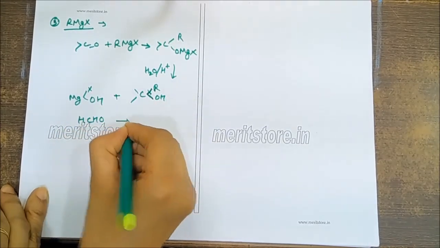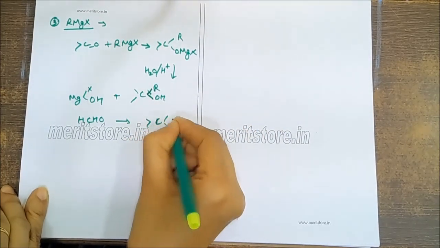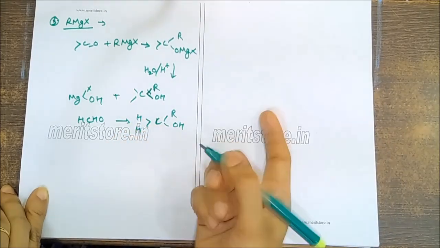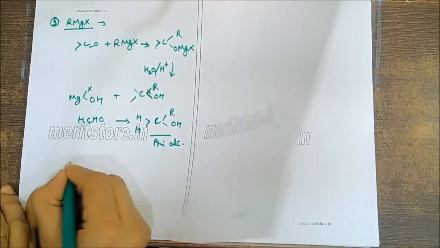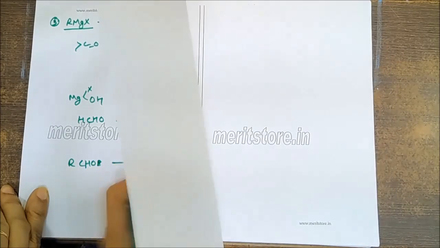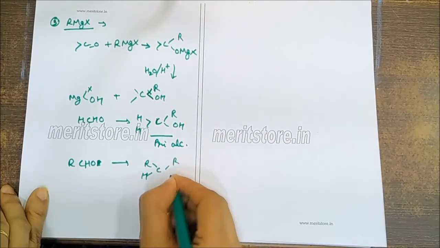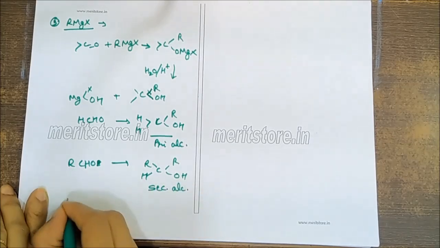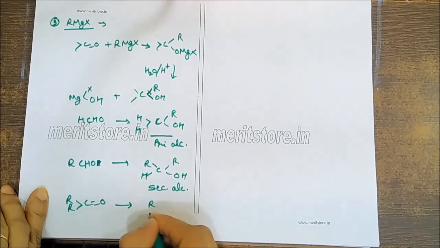Formaldehyde will give primary alcohol on addition of Grignard reagent, but other aldehydes will give secondary alcohol. This is our secondary alcohol, and ketones will give tertiary alcohol.